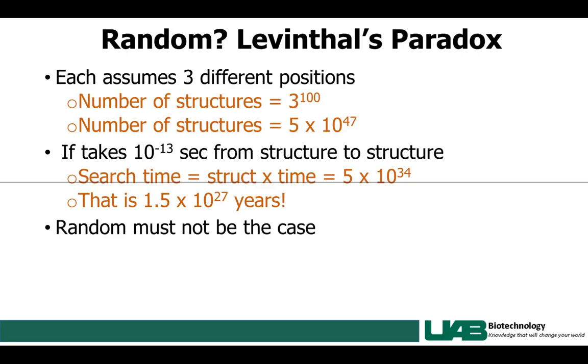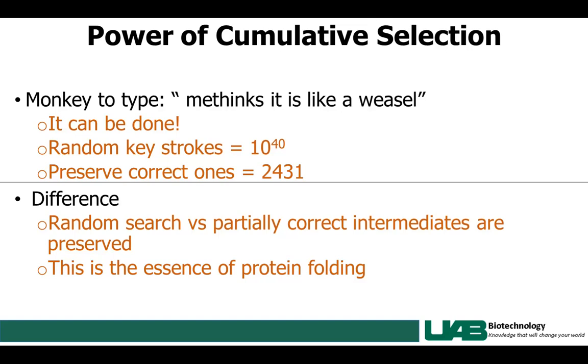And so the conclusion is this: if it takes 1.5 times 10 to the 27 years for a tiny protein to fold, experimenting with only 3 conformations for each amino acid before it arrives at the final conformation, then random folding of protein must not occur, because it takes too many possibilities. We can illustrate it this way. If a monkey were to type, "Me thinks it is like a weasel," the monkey can do it, actually, but it will take the monkey 1 times 10 to the 40 random keystrokes to actually come up with that phrase.